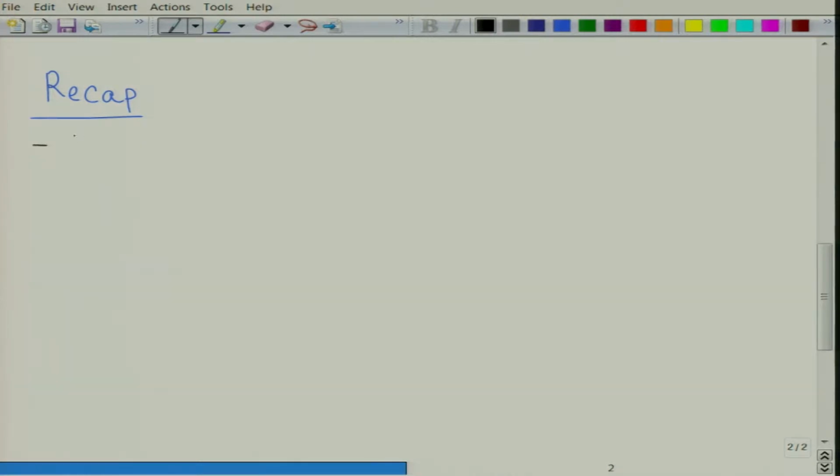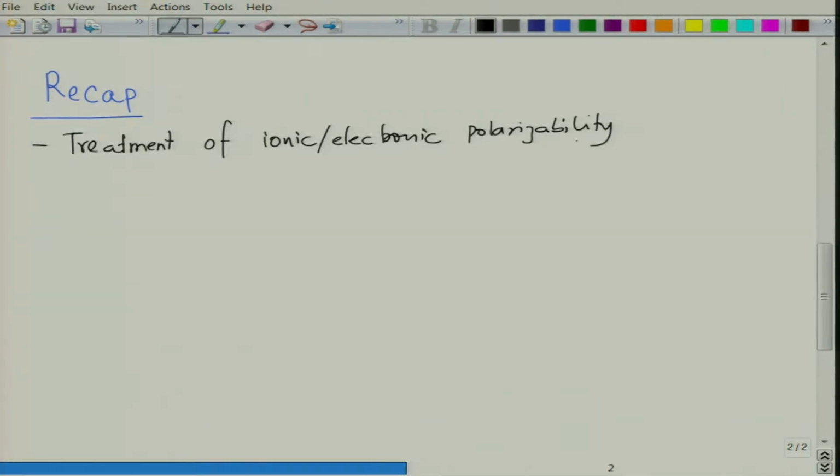So, in the last class we did a treatment of ionic or electronic polarizability. The first treatment that we did, in that we found that ionic and electronic polarizabilities are temperature independent, and we also did not look at the frequency dependence. We just did it at the DC conditions. We saw that electronic polarizability is proportional to r cube, that is the size of the ionic species, the size of the atom, and then ionic polarizability was inversely proportional to the modulus.